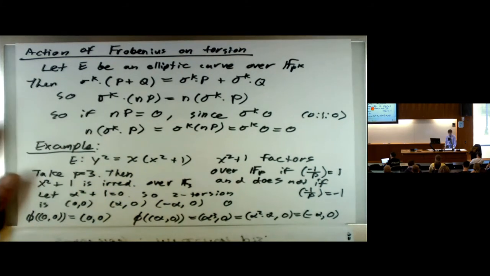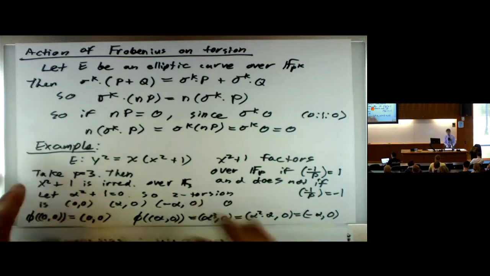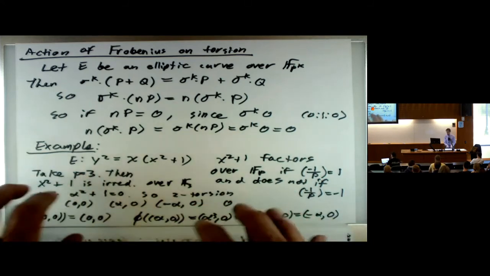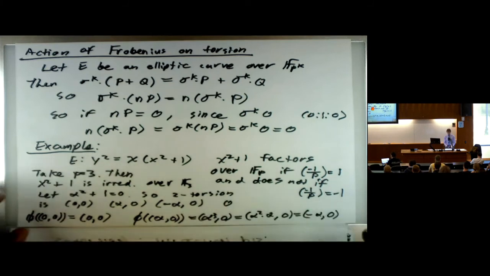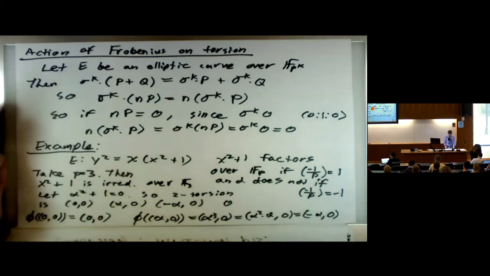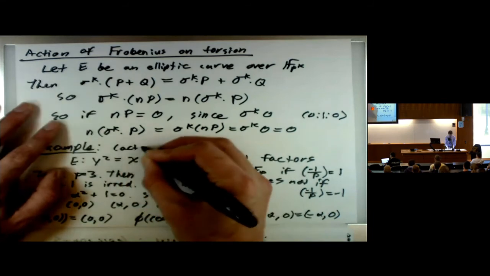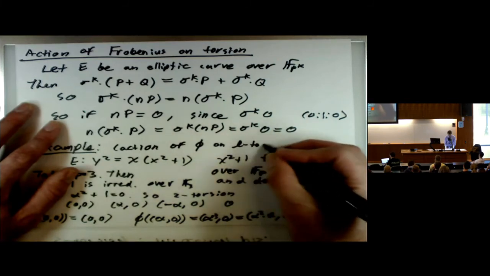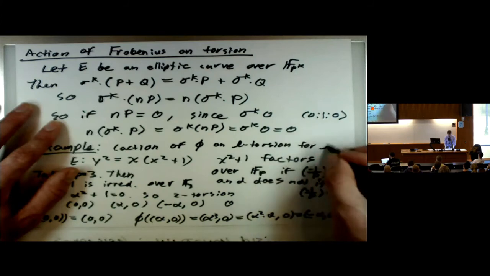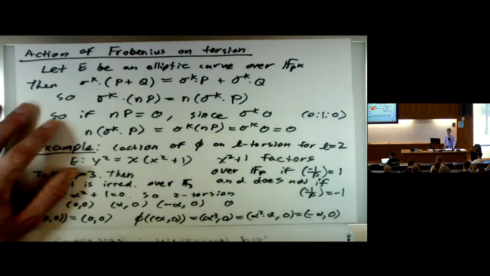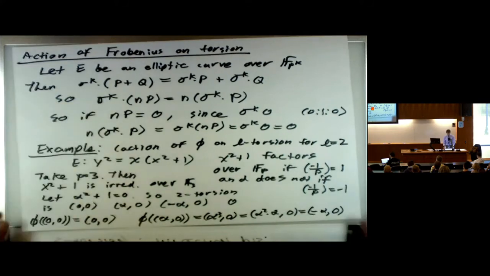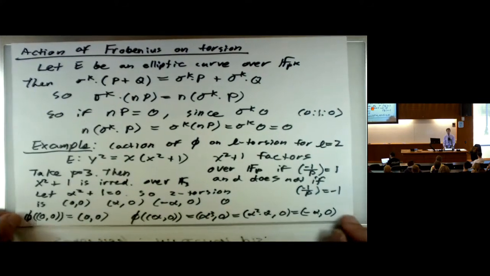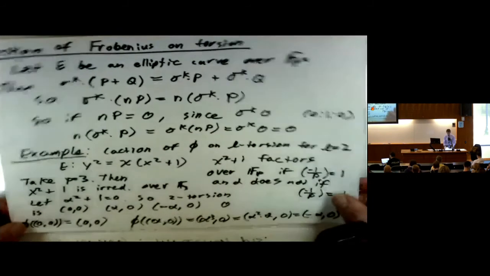And I should also say that when you look at the action of Frobenius, well, I'll save that discussion for Wednesday. But the matrix you get from this construction is only giving you the action on the L-torsion, whatever L is. In this case, L is equal to 2. So this is the action of phi on L-torsion for L equals 2. And that's important. It does not give you the full action of Frobenius, but it gives you a piece of the picture.